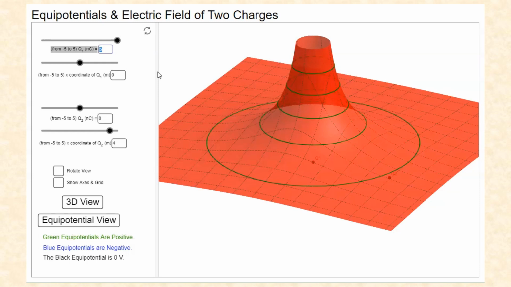As we will see when we more formally talk about this concept in our next lecture on properties of equipotential surfaces, the electric field is really the gradient, or the slope, of the electric potential versus position.